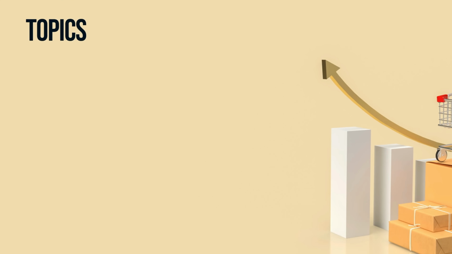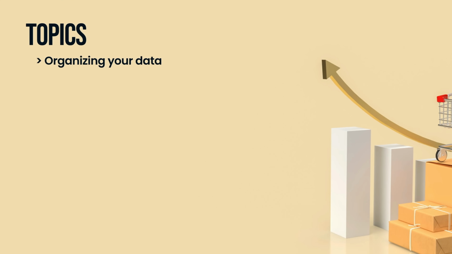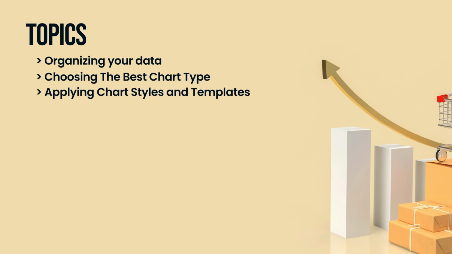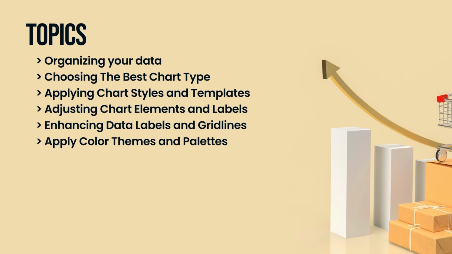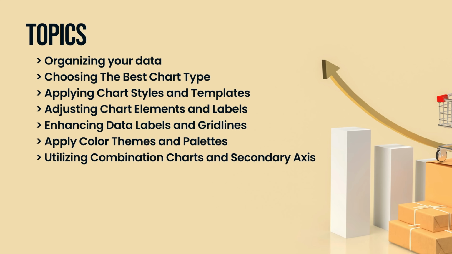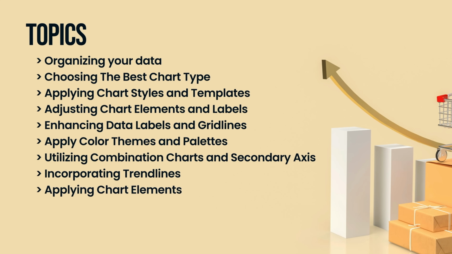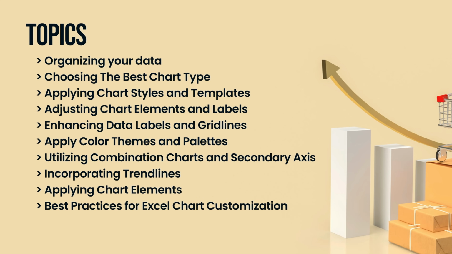The topics we are going to cover in this video: we'll start with organizing your data. Next, we'll select the best chart type. Then we'll apply chart styles and templates. Then we can adjust the chart elements and the labels. We can use data labels and gridlines to enhance your chart. We'll apply color themes and palettes. We'll discuss how you can utilize combination charts and secondary axis. We'll show where you can incorporate trend lines. We'll discuss different chart elements that you can apply. And finally, we'll go through some best practices for chart customization.